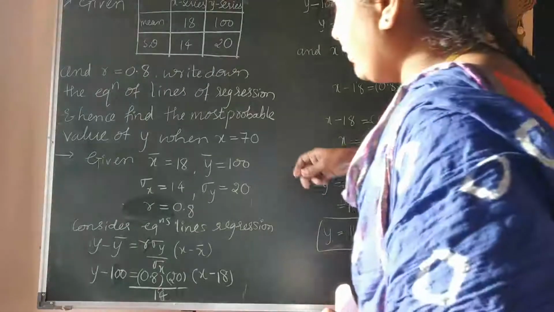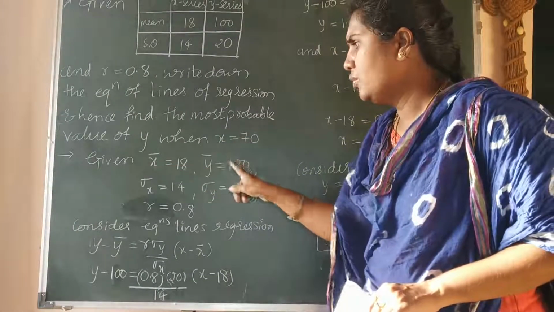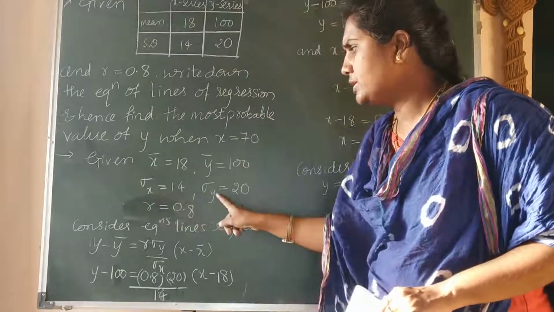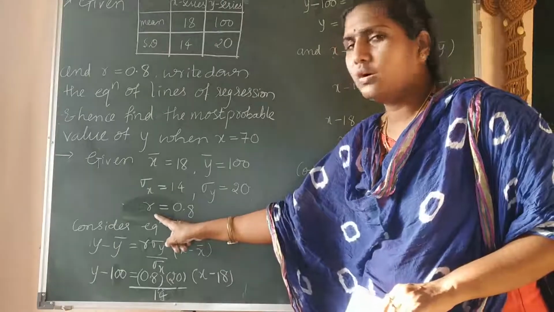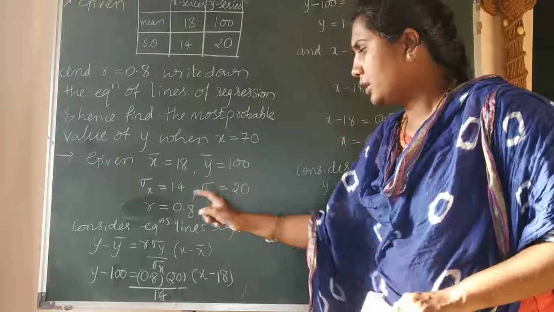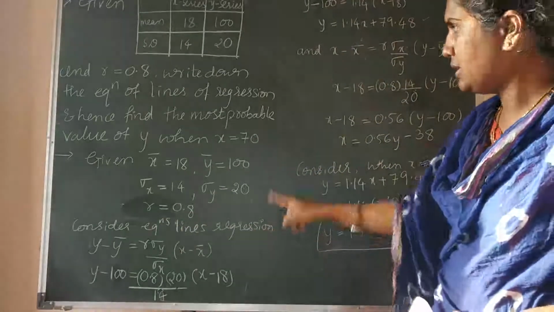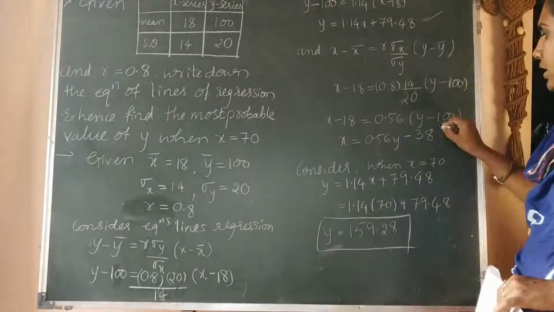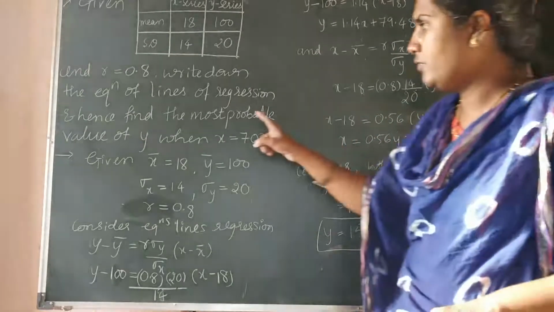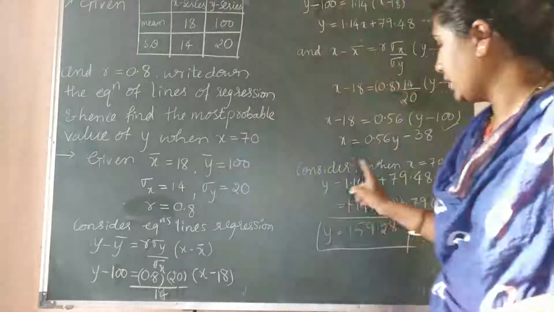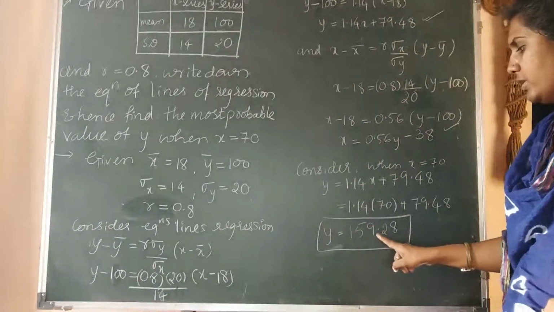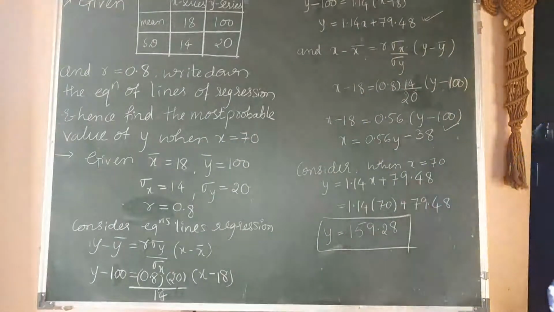This is a different type of example. Here they have given x bar, y bar, standard deviation of x, standard deviation of y, and the correlation coefficient. Okay, they are asking to find the lines of regression. These are our required lines of regression. And one more thing they are asking, find the value of y when x equals 70. That is y is equal to 159.28. These are the required answers.